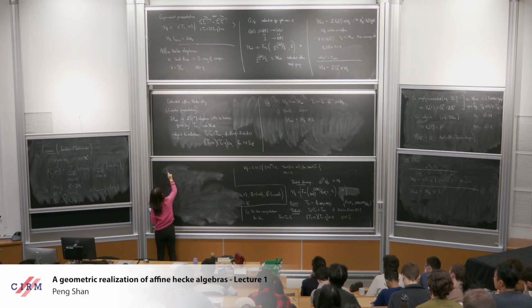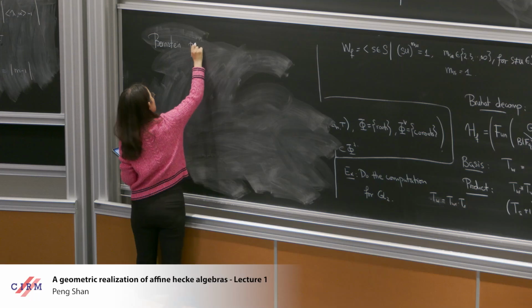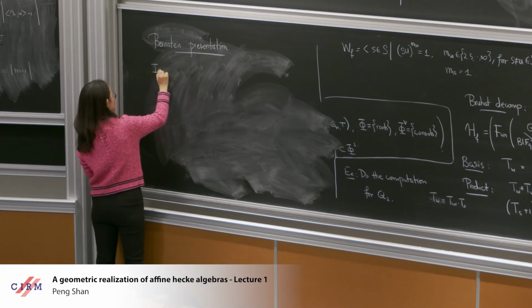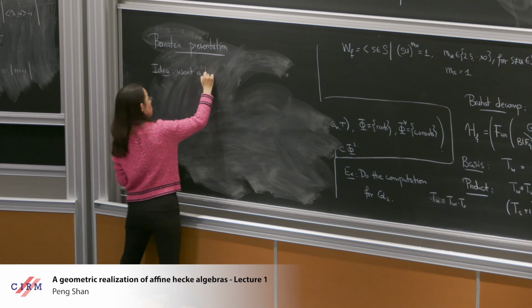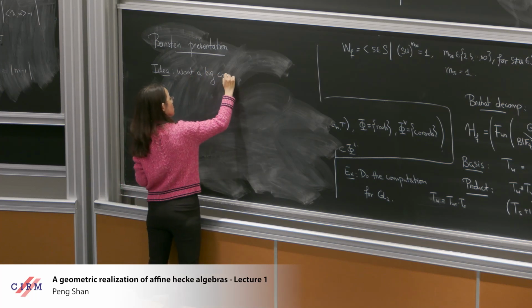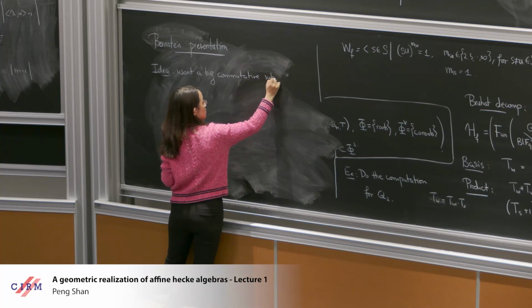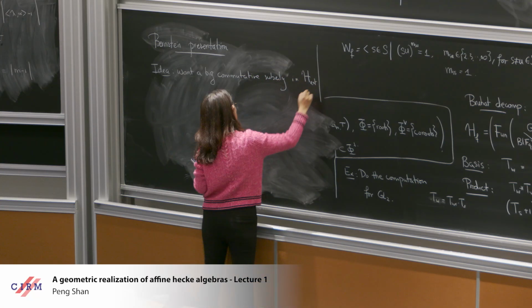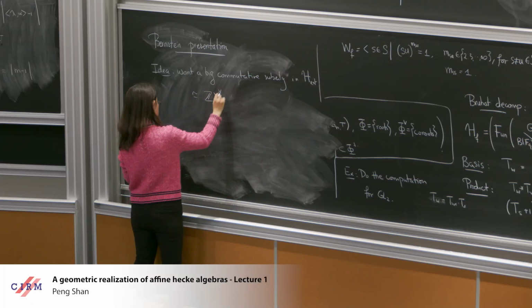So the idea is you want a big commutative subalgebra in this extended Hecke algebra, isomorphic to this.